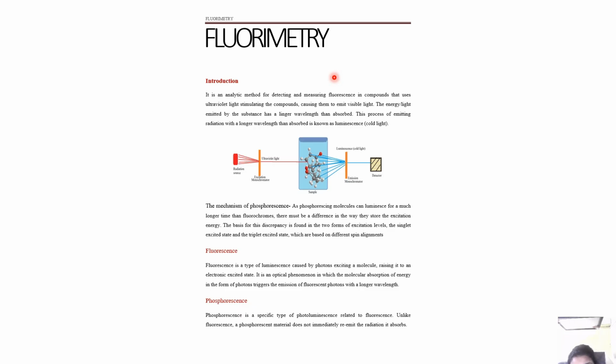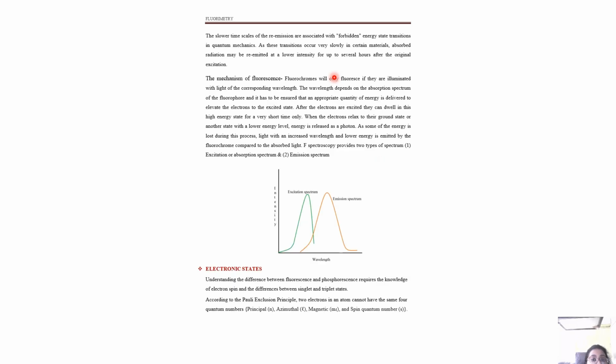Phosphorescence is a specific type of photoluminescence related to fluorescence. Unlike fluorescence, a phosphorescent material does not immediately re-emit the radiation it absorbs. The slower timescales of the re-emission are associated with forbidden energy state transitions in quantum mechanics. As these transitions occur very slowly in certain materials, absorbed radiation may be re-emitted at a lower intensity for up to several hours after the original excitation.